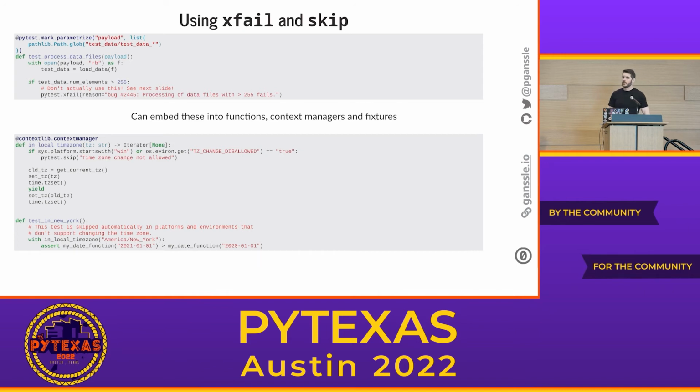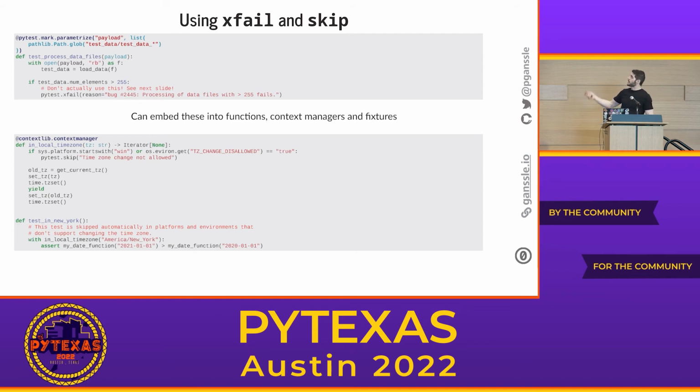You might want to do this if it's difficult to determine whether you need to skip or xfail until the function is run. Probably the better use case would be if you have a test function, a context manager, or a fixture that needs access to some external resource. For example, here I have this context manager that runs a section of your test in another time zone. But there are some platforms where you can't change the time zone, or changing it changes it globally for all users, and you're like, that's not happening during my test run.